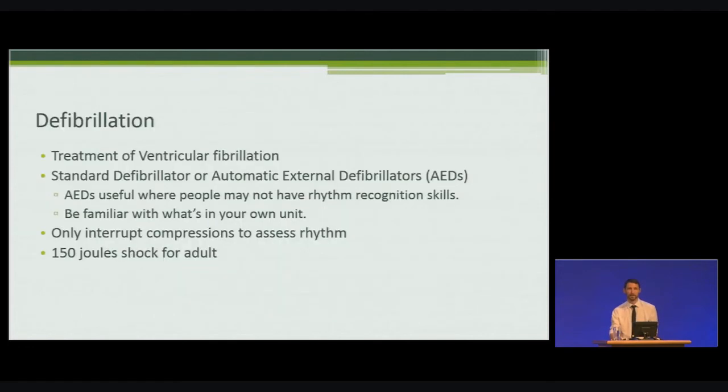Defibrillation is the most effective treatment for ventricular fibrillation. There are standard defibrillators, or what are called automatic external defibrillators, or AEDs. AEDs may be useful in situations where people do not have rhythm recognition skills. Whatever you have in your own unit, be familiar with what type of defibrillator it is and how to use it. You only interrupt your chest compressions to assess the rhythm, and if the patient is in ventricular fibrillation, you apply a shock of 150 joules for the adult.